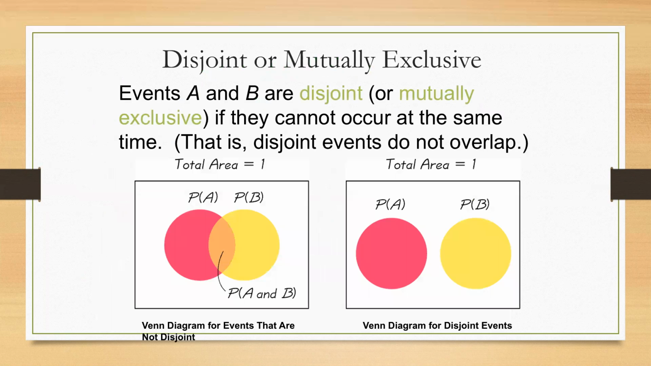Disjoint or mutually exclusive. Events A and B are disjoint or mutually exclusive if they cannot occur at the same time. That is, disjoint events do not overlap. This is an example of where there is overlap, so therefore this is not disjoint. These do not overlap, and therefore they are disjoint events.